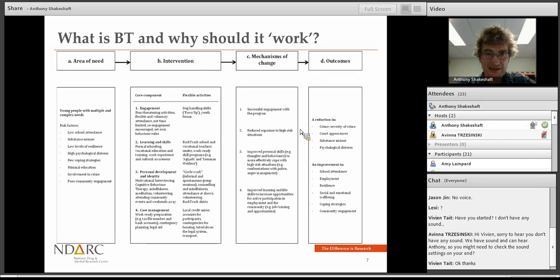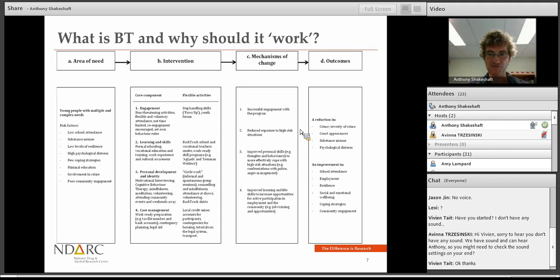The mechanism of change, this is a tricky one, but the reason that we think those core components should work are these things here. One is that the kids successfully engage with the program, so that relates to the engagement component. That they have reduced exposure to high-risk situations, so that's trying to give them things to do on weekends and evenings when otherwise they'd be getting into trouble. So you're reducing the opportunity for them to get into strife. Improving their personal skills, because you can't always avoid high-risk situations. So the improved personal skills is trying to give kids a greater range of strategies that they can draw on when they're in risky situations. And then the last one is improved learning and life skills, to increase their opportunity to get involved in employment and their communities. So that's why each of those components, the mechanism by which they should work, and then measuring the outcomes there, that's pretty straightforward, I think.